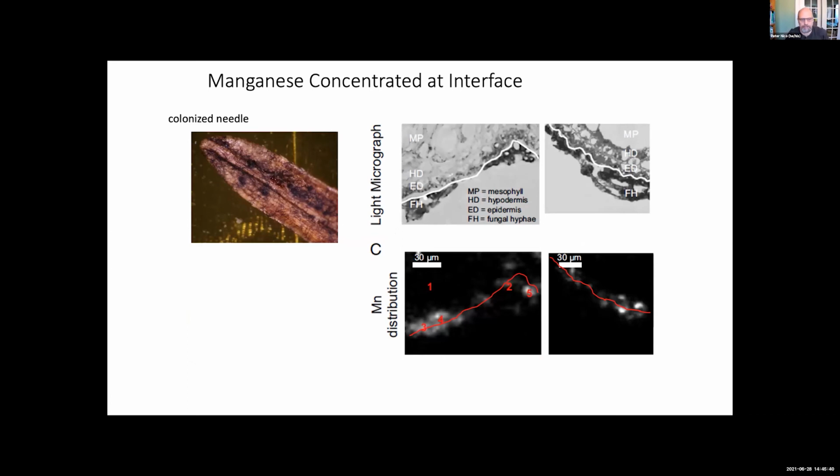What we're able to do is take some decomposing pine needles in the Pacific Northwest forest that have been colonized by fungi. Here's a light microscope image of a thin section looking at the interface between the colonization of the fungi and the needle being colonized. We look at the hard X-ray microprobe distribution of the manganese, and notice that if here's the interface, all the manganese is concentrated right around this interface location between the fungus and the needle being decomposed.